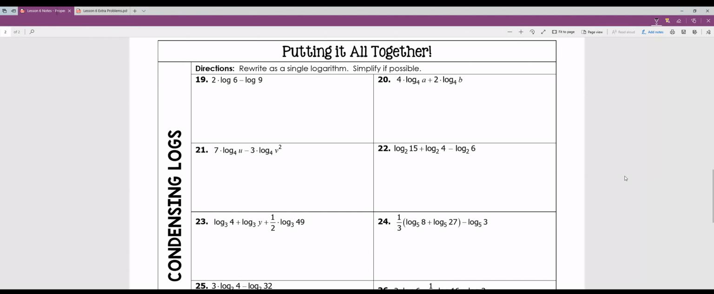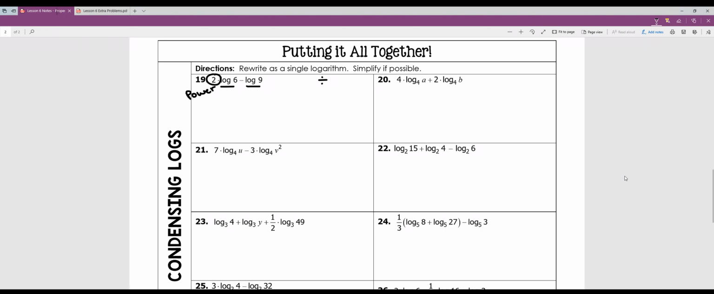I'm going to use my properties. Remember, we had product, quotient, and power. So starting here with number 19, at the very beginning, I have 2 times the log of 6 minus the log of 9. And if you'll notice here, I do have subtraction, so that tells me I'm going to use my quotient property, but this 2 on the outside tells me I'm also going to need to use my power property. So let's do the power property first.